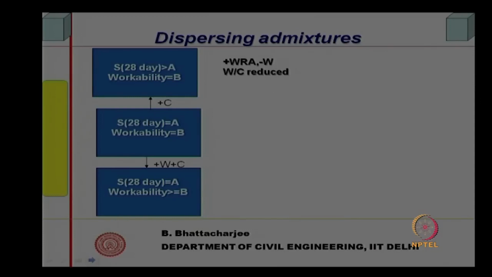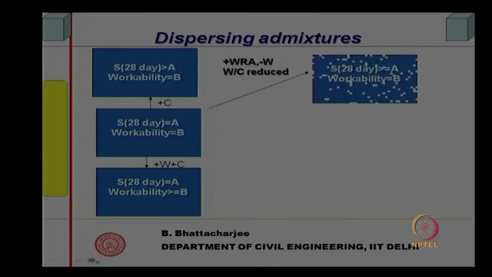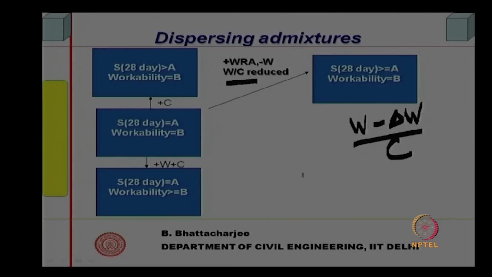Now, the same thing I can achieve by a water reducing agent. What do I do? I add water reducing agent, then I will reduce the water. So, if I reduce the water and keep the cement the same, the water cement ratio is reduced automatically. So, I am having delta W divided by C. So, the water cement ratio is reduced, strength will be greater than A, and workability will be the same as what it was earlier. So, using WRA I can achieve the same thing. Therefore, whichever route is cheaper, I will follow that. Perhaps this is usually the cheaper route, because the quantity added is very small.